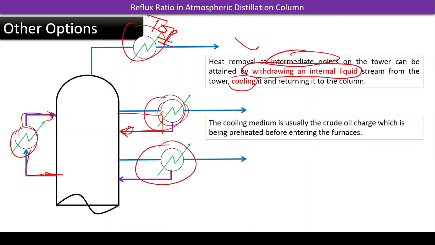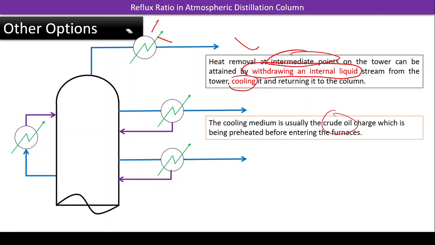The important thing here is that the cooling medium is usually the crude oil, which is being preheated before entering the furnaces. It means that in all these heat exchangers and condensers we want to take out heat, because heat is removed from all these places. That heat could be utilized for the heating of the crude oil. So how is it possible? It can be possible.